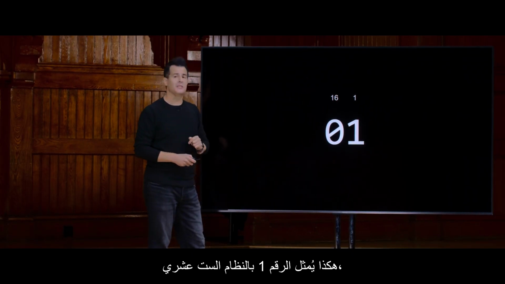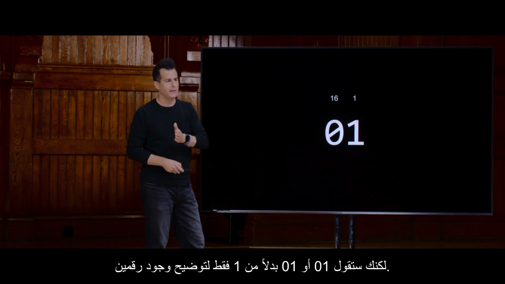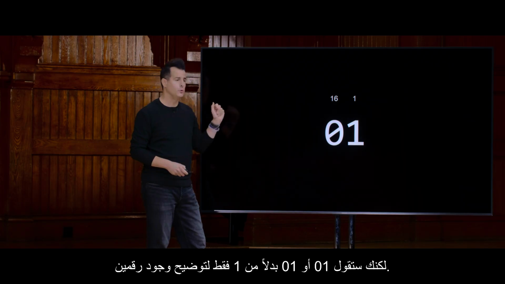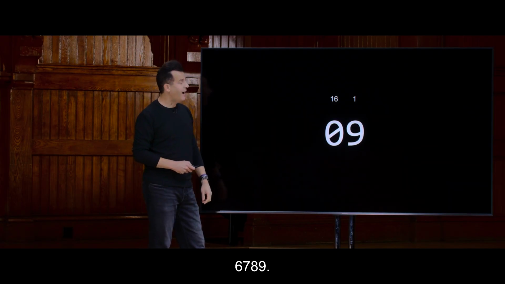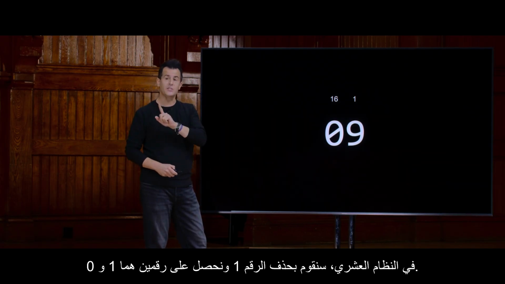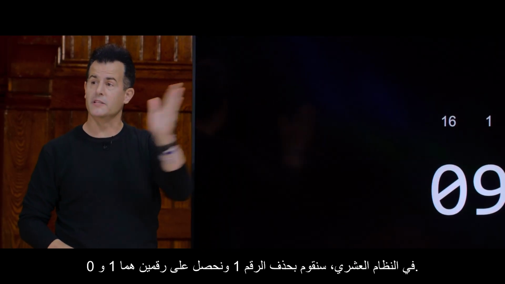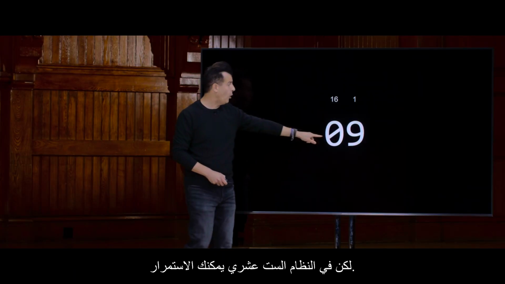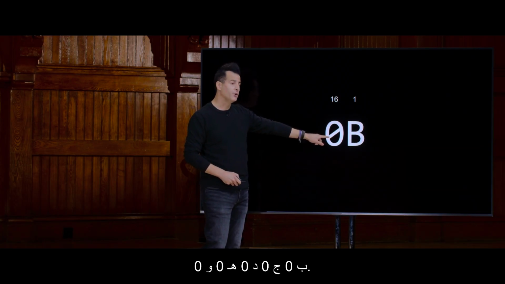This in hexadecimal is how you would represent 1, but you would say 01 instead of just 1 to make clear there's 2 digits. This would be 02, 03, 04, 05, 6, 7, 8, 9. Now things get a little interesting. In the decimal world, we're about to carry the 1 and give ourselves 2 digits, 1 and 0. But in hexadecimal, you can keep going. So the next number in hexadecimal is going to be 0A, 0B, 0C, 0D, 0E, 0F.